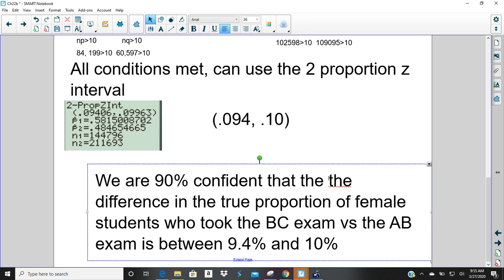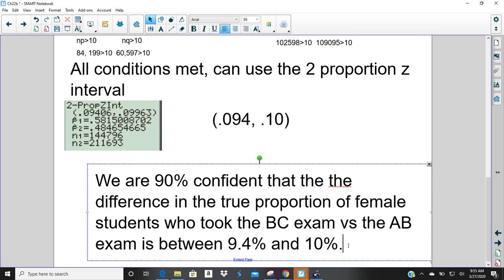Now I'm good. This is what we need to write. And hey, putting little arrows all over the place, making sure we have it right is good. We're 90% confident that the difference in the true proportion of female students who took the BC exam versus the AB exam is between 9.4% and 10%. Period. Interesting.